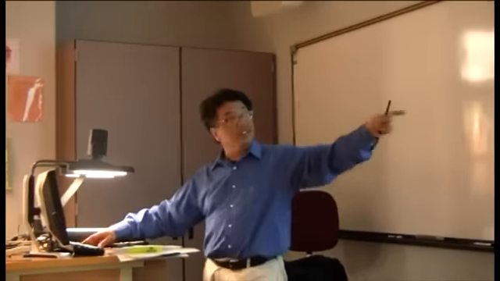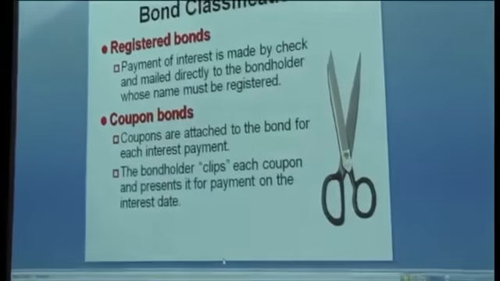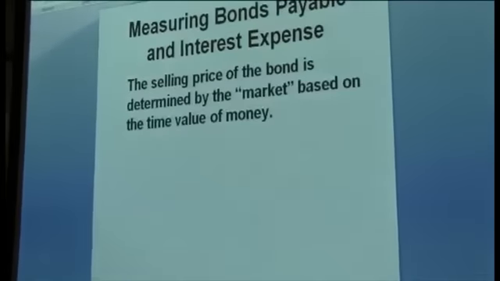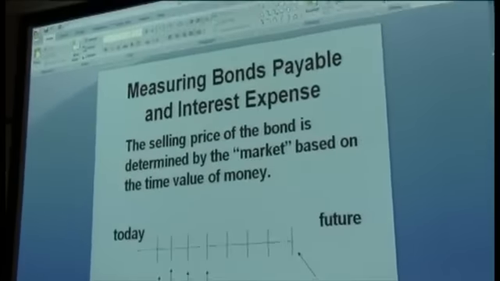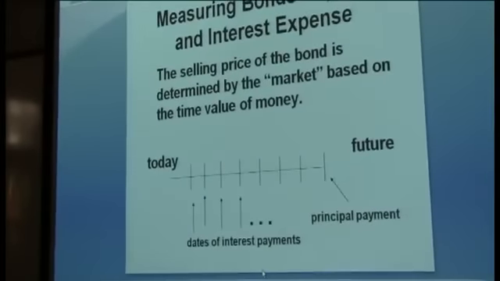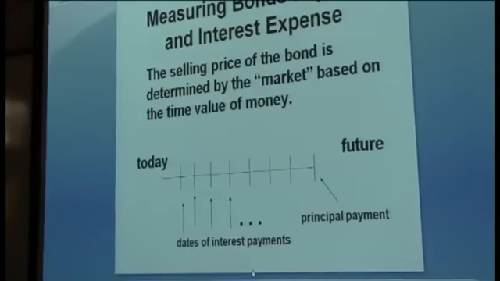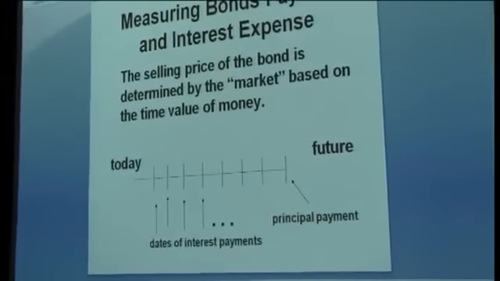Okay, I already talked about the coupon. Register bond is not important. It's just a register your name or that kind of stuff, right? So we did a journal entry too, right? So let's do more examples here.